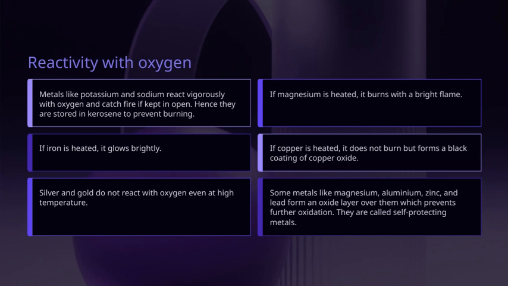Finally, some metals like potassium and sodium are extremely reactive. They react vigorously with oxygen and can catch fire if left exposed. That's why we store them in kerosene, to prevent any accidental combustion. Understanding these reactions helps us see how different metals behave and why certain metals are more suitable for specific applications due to their reactivity with oxygen.